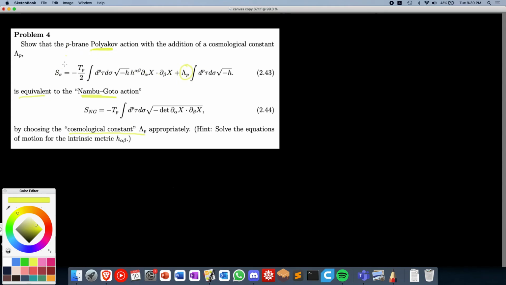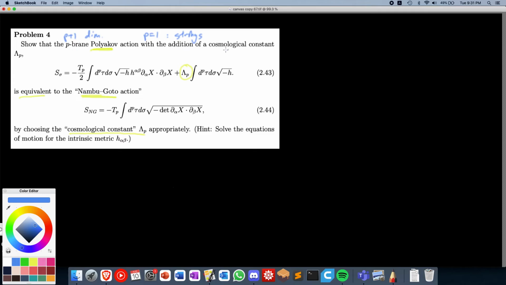So this is for a p-brane. A p-brane is p plus 1 dimensional. For example, if you have a string, then the string would trace out a two-dimensional worldsheet. So p equals 1 is the case for string theory, for strings.